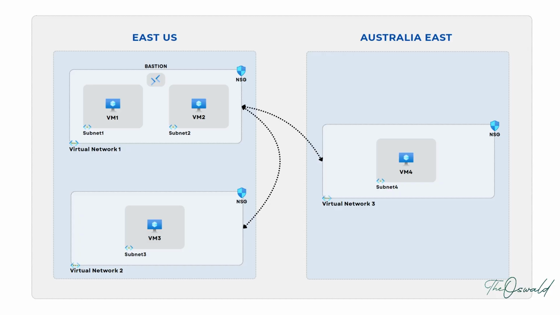This connectivity that we have within virtual networks in the same region is what we call local VNet peering, local virtual network peering. And the one that goes across regions is what we call global virtual network peering. These are the two types of virtual network peering that we have.